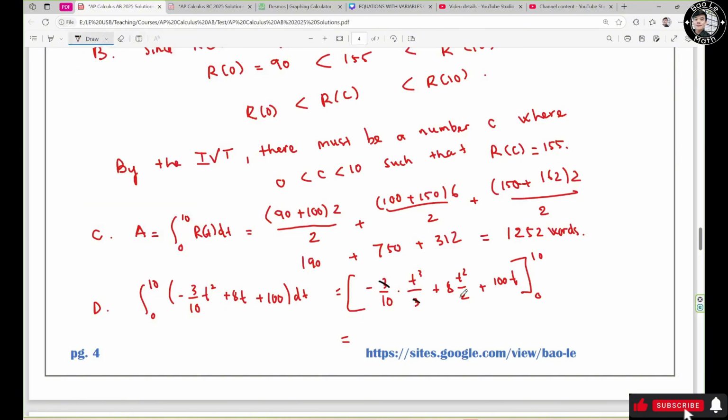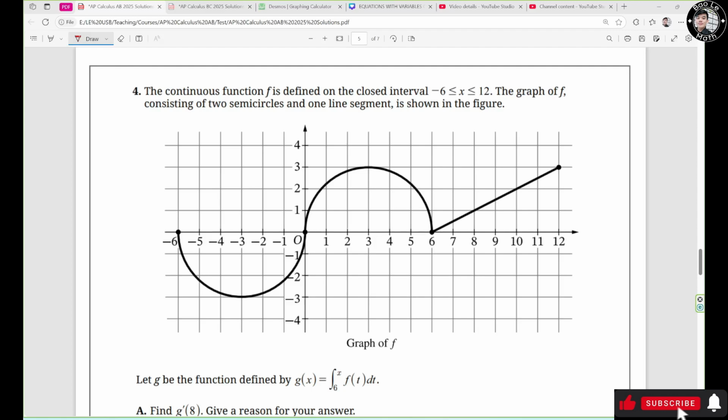The 3 and 3 cancel out. 8 divided by 2 is going to be 4 right here. So I substitute 10 over here, it's going to be 1000 divided by 10, which is negative 100. Substituting 10 over here gives 100, and 100 times 4 is plus 400. And this guy is going to be plus 1000. Substituting 0 is going to be 0. So the answer should be 1300 words.